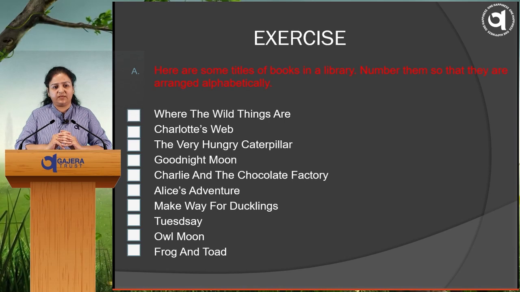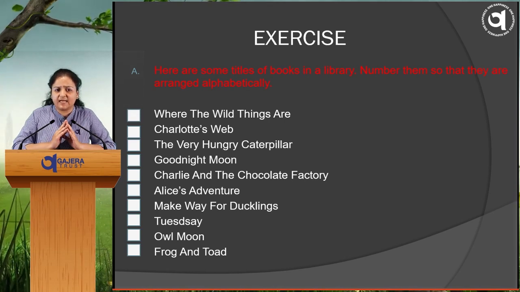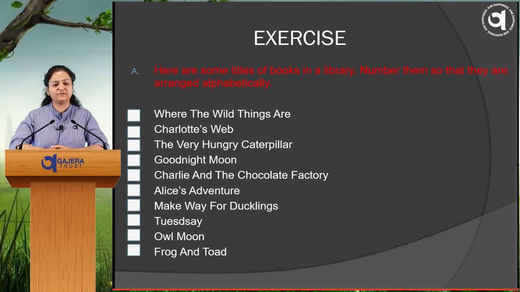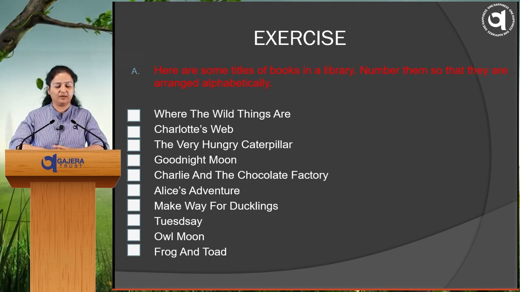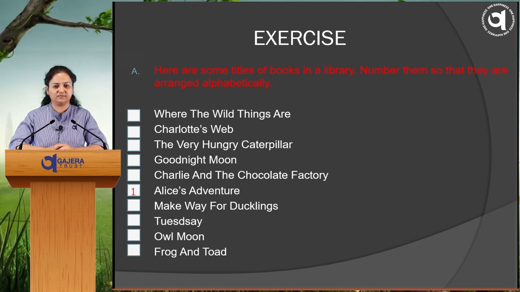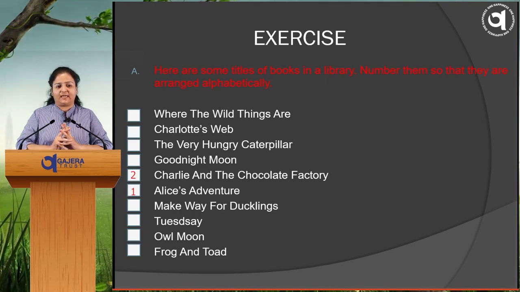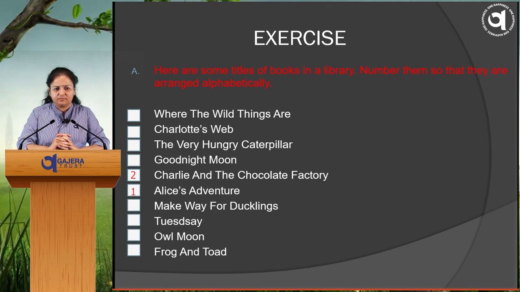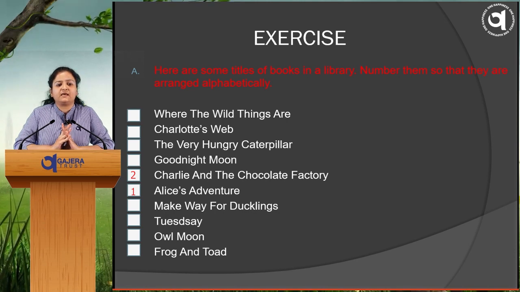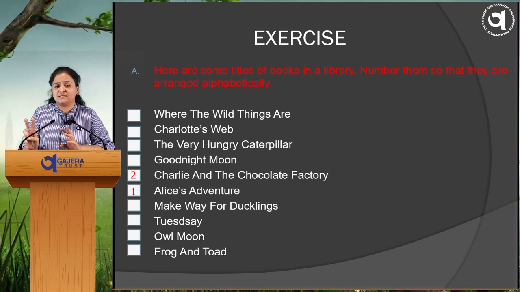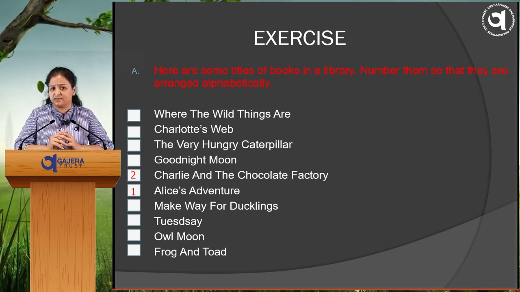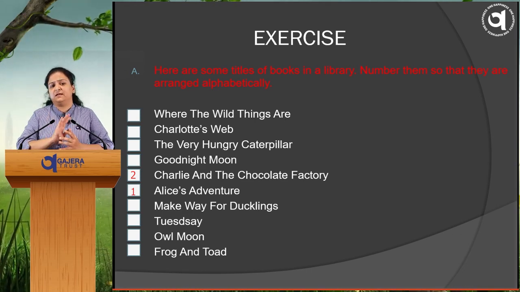Very first, we have to find out if the letter A is there in the titles. Yes, we have the letter A. The very first title is Alice's Adventure. Second, B is not there in the list. C is there, but we have two of them. C is the first letter of two different titles, so we have to focus on the second letter.